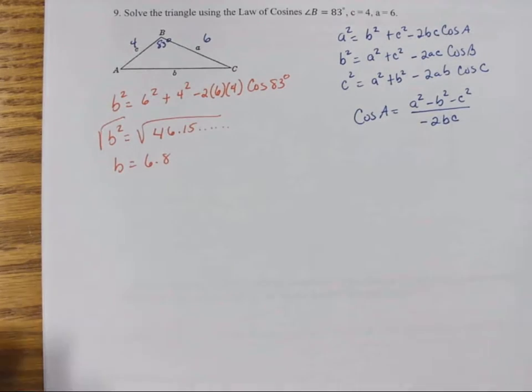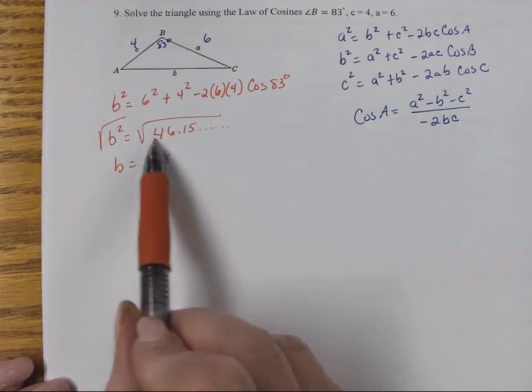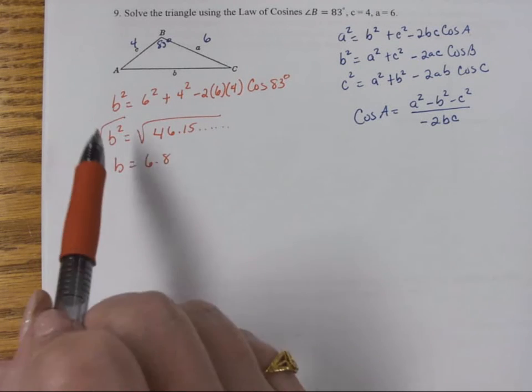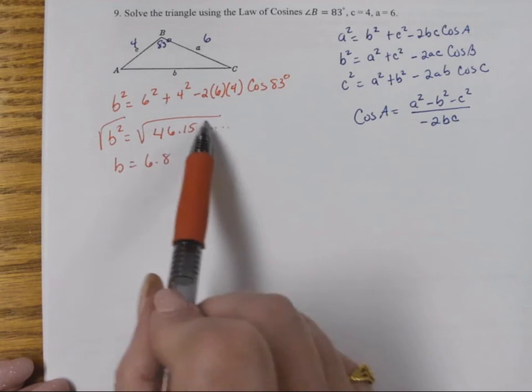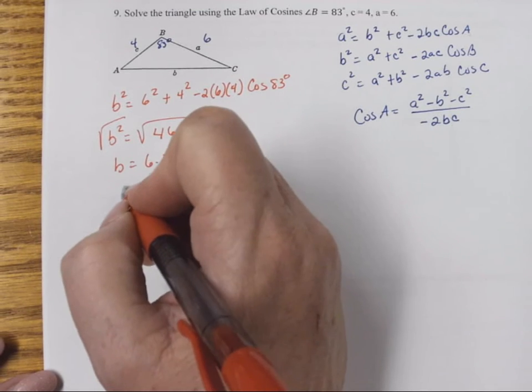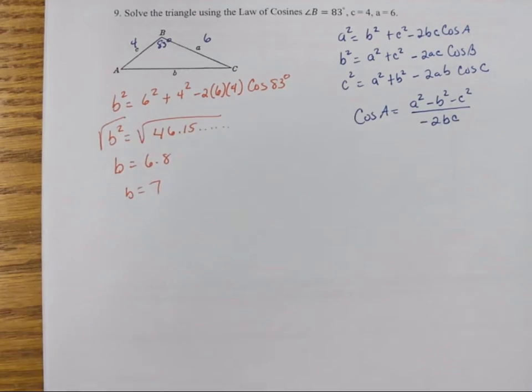Now how you want to do this in your calculator: once you find the 46.15, you take the square root, so plug in the square root key and do second answer, and that'll put that whole long answer in there for you. In my class, I'll let you round this up to 7 to make the math a little bit easier for the exam.